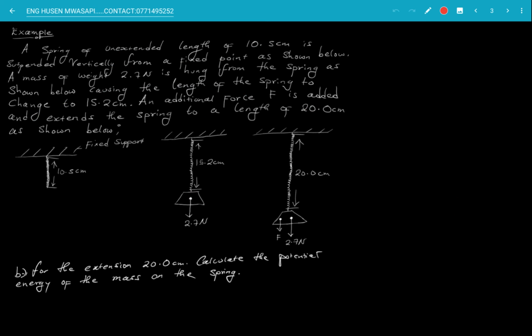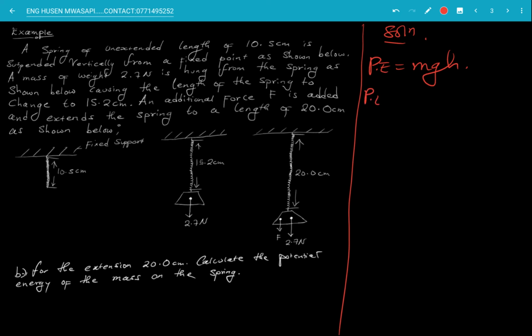The question is the same, but it's B. It says for the extension of 20.0 centimeters, calculate the potential energy. So we'll be doing the same thing we did in the previous example. So, solution. We know potential energy is equal to mgh, and we know the potential energy can now be equivalent to the weight times the height. But now the height for the extension of 20.0, that extension is the height.